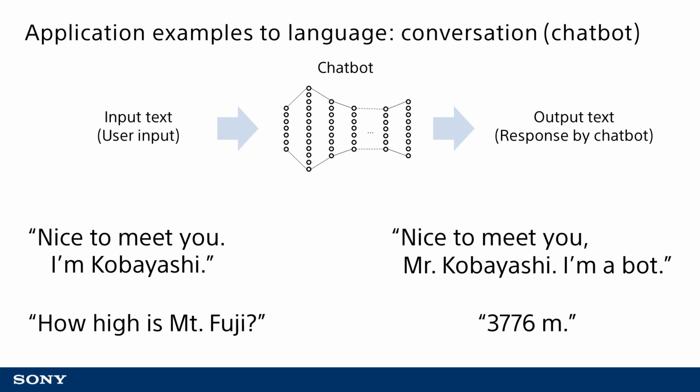In such cases, the input is the user's input text message, and the output is a text for the response expected of the chatbot. Using a dataset consisting of this input and output to train the neural network makes it possible to create a chatbot that returns a suitable response.